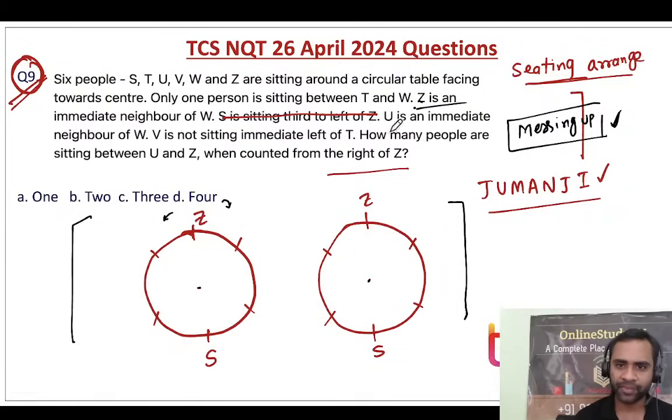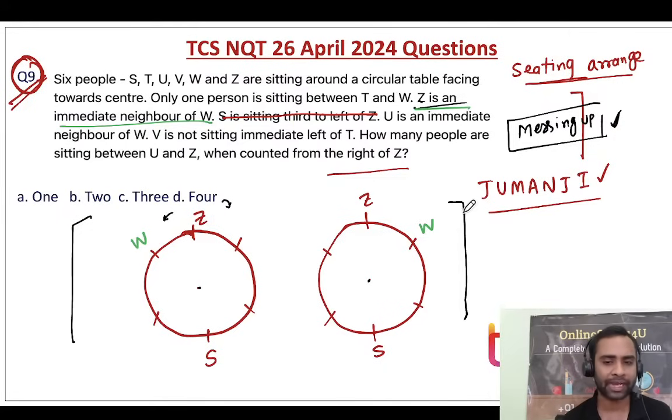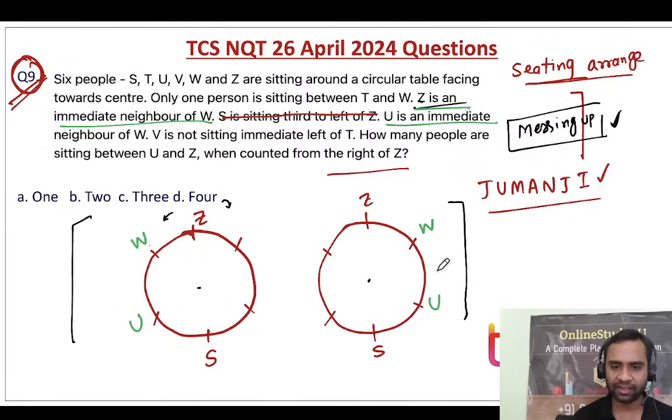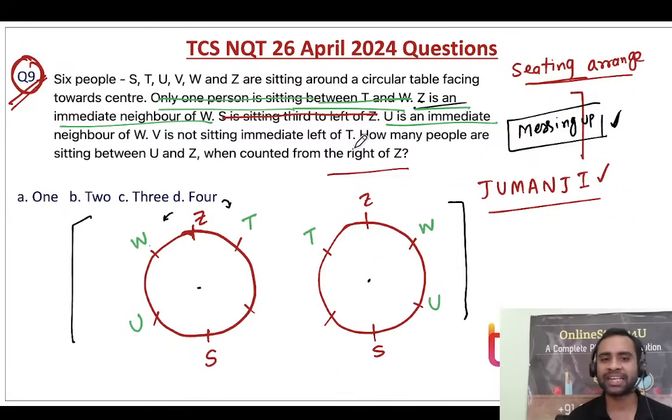So now I am going to place this. Z is an immediate neighbor of W. So W can be here or W can be here. See, I have taken two diagrams so that the confusion does not happen, things do not get messed up. So in the exam also you have to do the same thing. U is an immediate neighbor of W. That means in this diagram U I can place here, in this diagram U I can place it here. Now, only one person is sitting between T and W. That is also done. Now, V is not sitting immediate left of T. So if you place V here, this will become wrong.